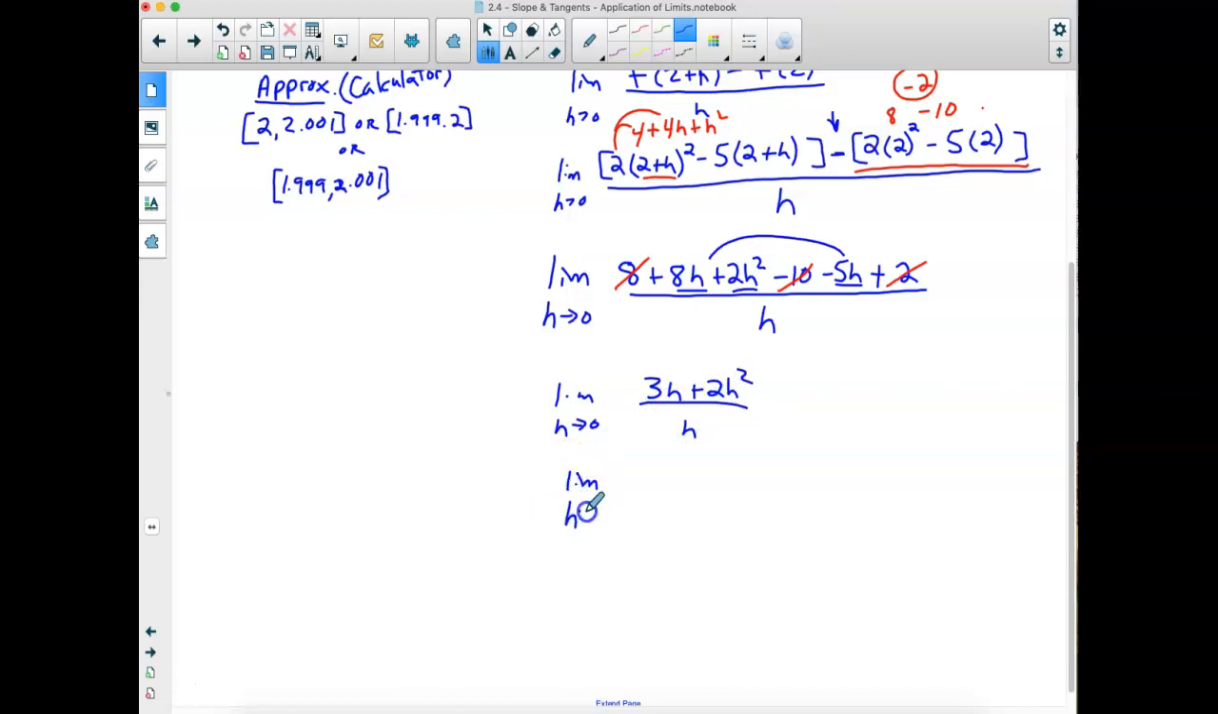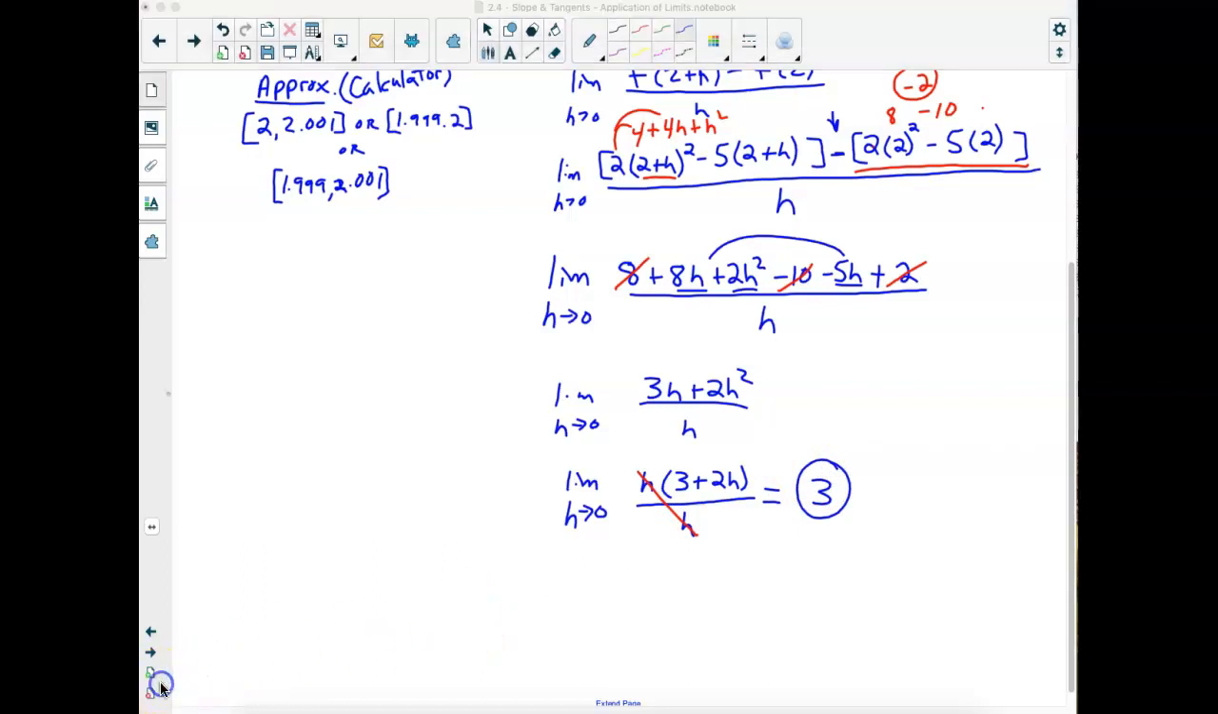Because if I try to evaluate my limit, remember I'm going to get 0 over 0, so I need to factor out that h in the top so that I can reduce out my 0 over 0. So I can evaluate my limit now and say my slope is 3. Okay? So after I find that to be 3, what does that really mean?